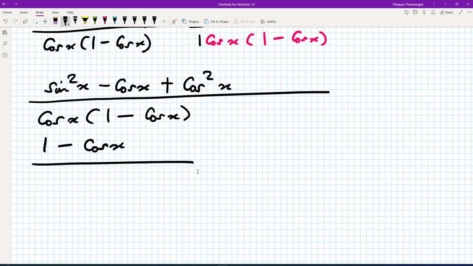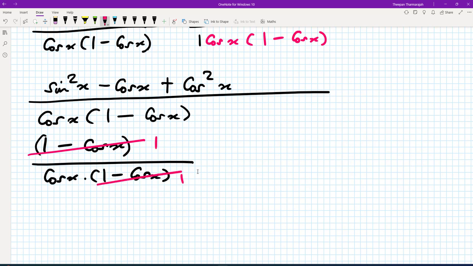Now I'm going to write it in this form. So cos x times 1 minus cos x. But we've got the same factor appearing twice now, and they're being multiplied on the denominator, so I can cancel them. So this and this cancels out. They're going to be 1 and 1. So I'm left with 1 over cosine of x, which is sec x.